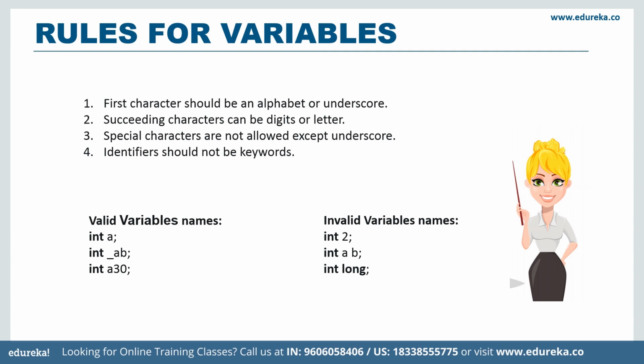Then we can see some examples of invalid variables as well. Firstly, we have int 2. So 2 happens to be a number, and no variable name should be starting with a number. So this happens to be an invalid variable name. Followed by that, we have int a b with a white space. The rule says that no white spaces should be included in the variable name. You can cover that using an underscore, but you should never leave a white space. So this is an example of an invalid variable.